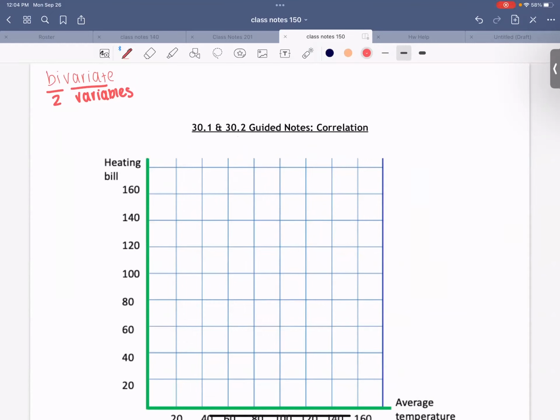Okay, now the best way I can kind of think of this is by using an example. And one example that kind of comes to mind is temperature and heating bill. Sometimes we have data where we're not just interested in the temperature outside or just someone's heating bill, but the combination between the two and how they might be related. Okay, so for example, let's say we have someone who lives in an area where the average temperature is like 20 degrees Fahrenheit, so like really, really cold, okay?